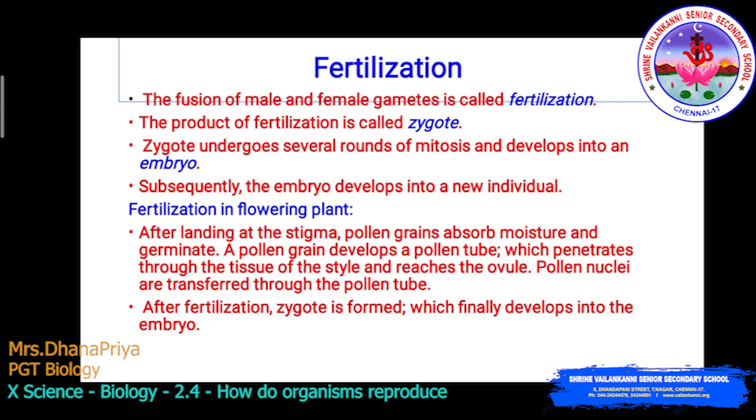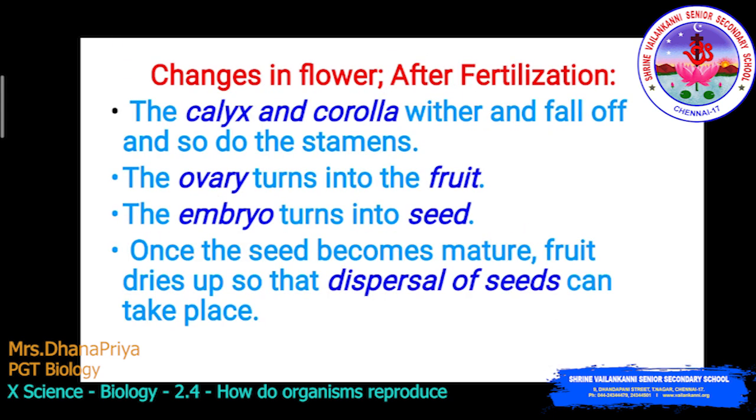Fertilization in flowering plants. After landing at the stigma, pollen grain absorbs moisture and germinates. A pollen grain develops a pollen tube which penetrates through the tissue of the style and reaches the ovule. Pollen nuclei are transferred through the pollen tube. After fertilization, the zygote is formed, that is, the seed is formed, which finally develops into the embryo.